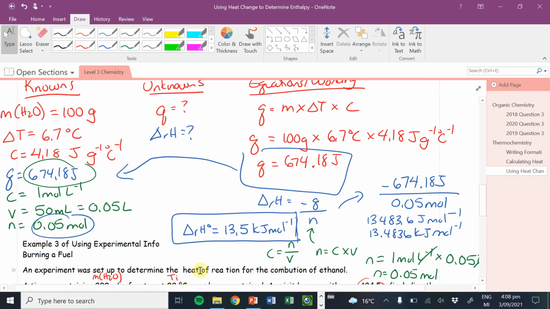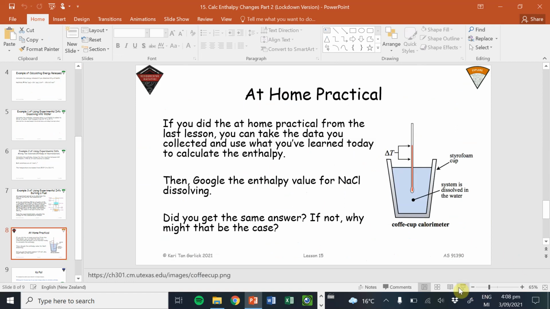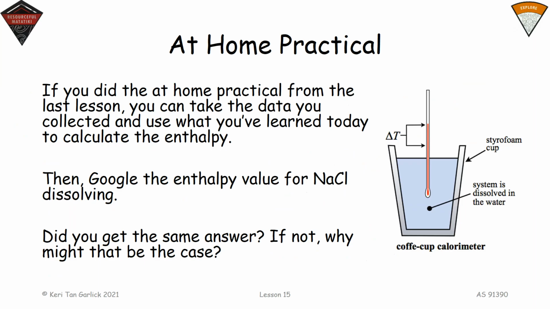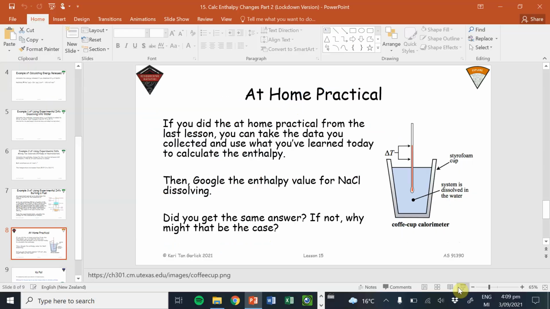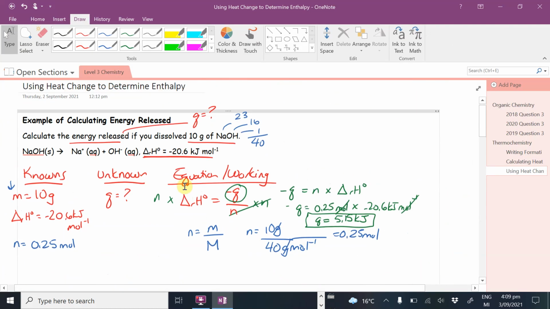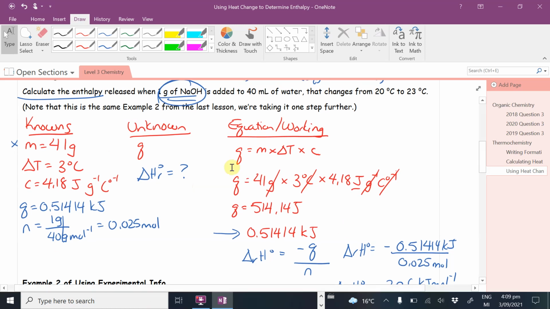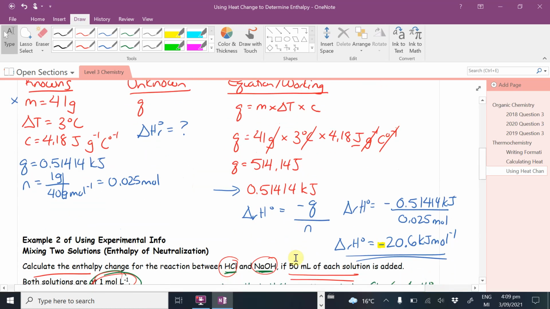Just move that back. All right. Again, if you did do that practical at home, now that you guys have this extra bit of information, you can actually take this one step further, and you can factor in the grams of sodium hydroxide that you dissolved. So that follows the first example, example 1, basically. It follows this example. Because now if you know the mass of the salt you dissolved, you can convert it into moles, and then you can do the energy divided by the moles.